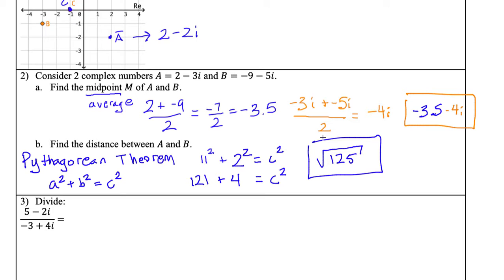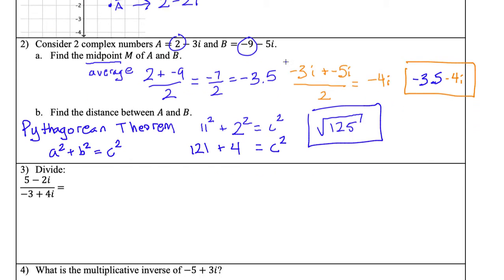Wait, what numbers did we use to get the 11 and the 2? Sorry. So the 11 came from the distance between 2 and -9. It doesn't matter the order that you do it. So 2 minus -9, that's equal to 11. Okay. All right. Let's go on to number 3.